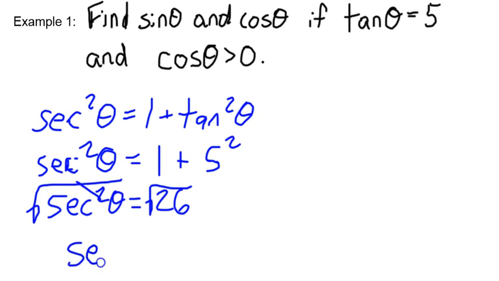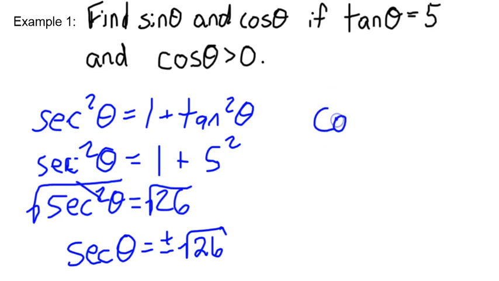And I'm left with secant theta is equal to plus or minus radical 26. You're probably wondering, why am I finding the secant value if I'm looking for sine and cosine? Well, secant is related to cosine. It's the reciprocal of it. So I know cosine of theta must be equal to 1 over plus or minus radical 26.